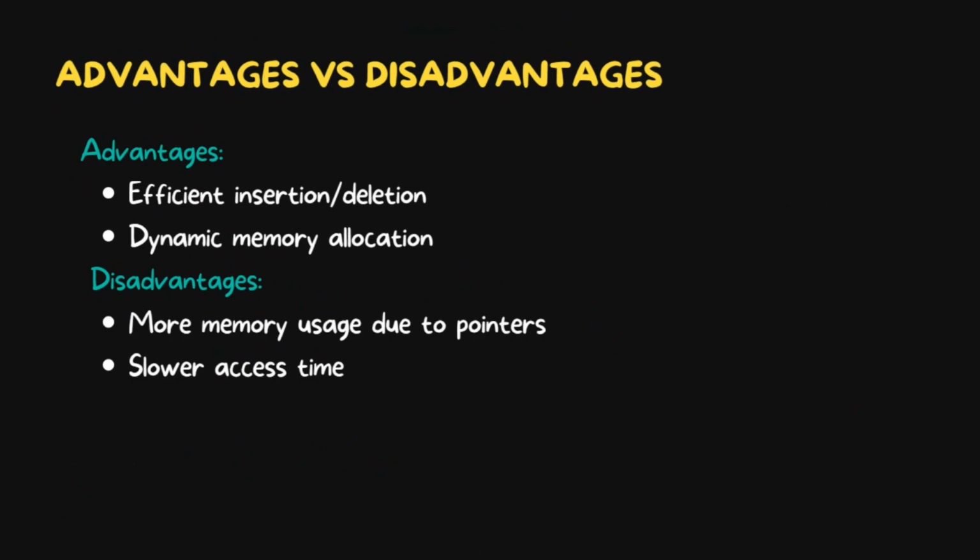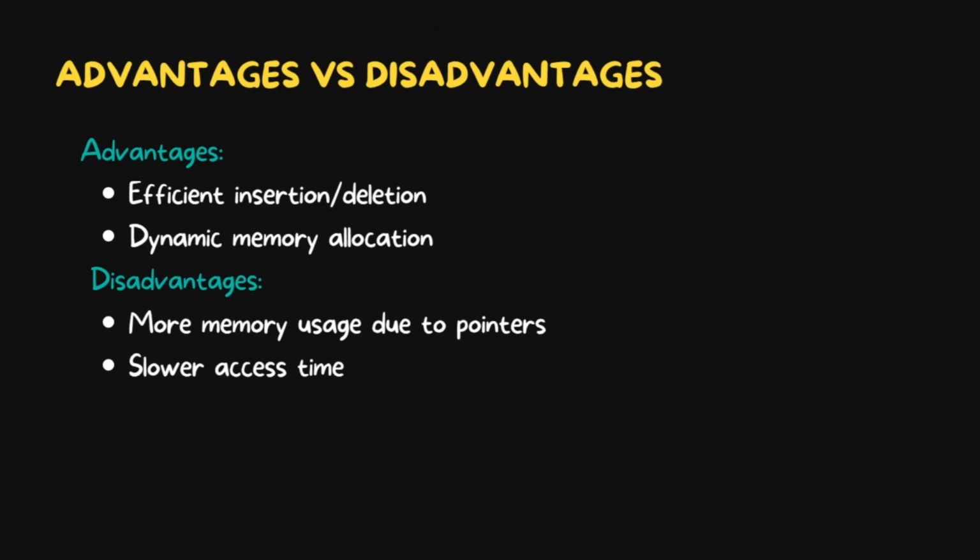Advantages of linked list: efficient insertions and deletions. Unlike arrays, you don't need to shift elements. Dynamic memory allocation. You can add as many elements as needed. No fixed size. Unlike arrays, linked lists can grow or shrink dynamically.